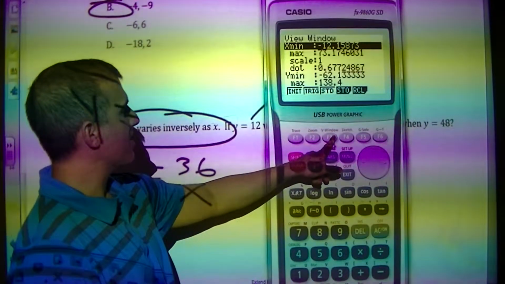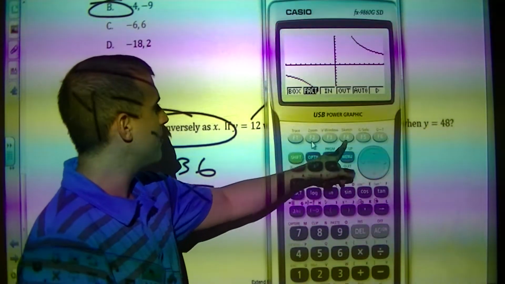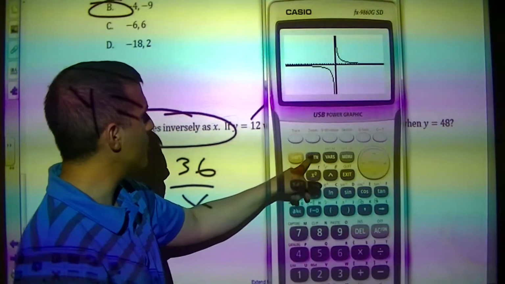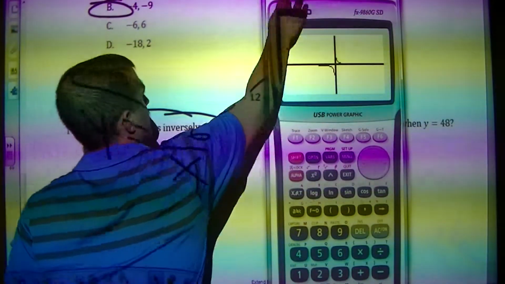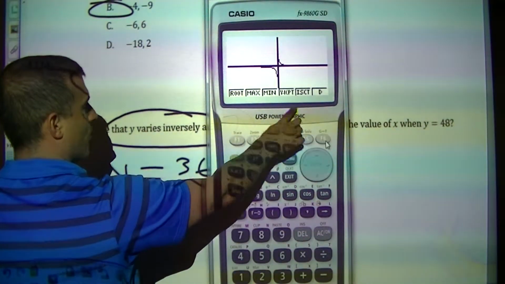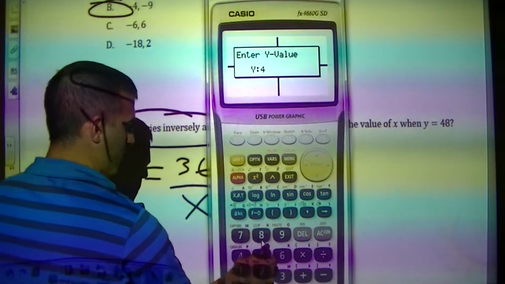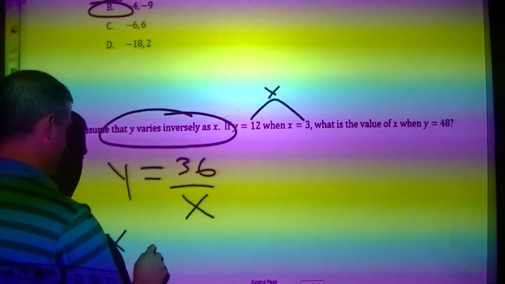If I want to set my calculator, say F3, F3, exit draw. Now I'm going to zoom out, zoom out, zoom out. You've got to hit execute every time you zoom out. Now they want me to calculate the x, so I'm going to G-solve over. I'm going to put in that 48 for y, and they tell me that x is 0.75.